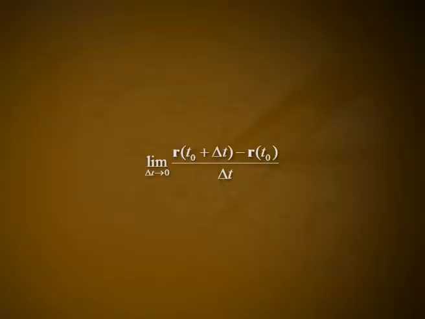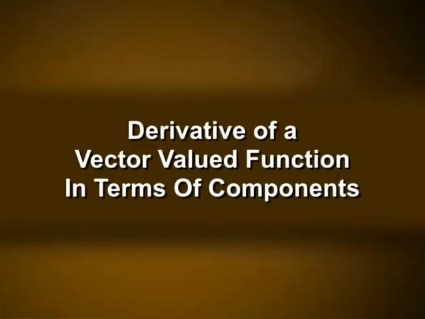Derivatives. Definition: a vector function r(t) is said to be differentiable at t naught if the limit as delta t tends to 0 of r of t naught plus delta t minus r of t naught, divided by delta t, exists. Then the limit is called the derivative of r of t at t naught and is written as r dash of t naught, or d by dt of r of t naught, or dr by dt at t equal to t naught. If r(t) is differentiable at every point t for which it is defined, we simply say that r(t) is differentiable.